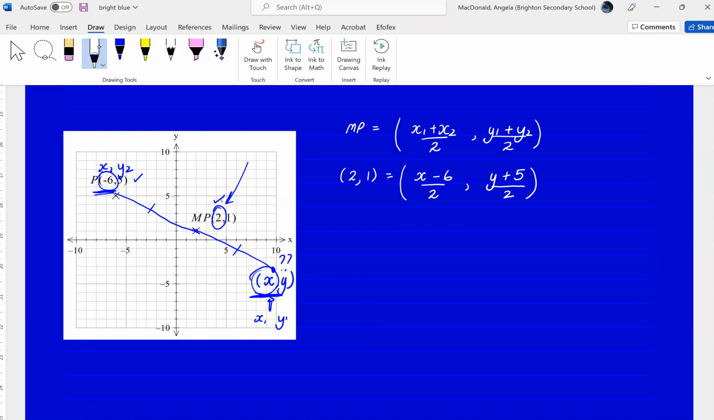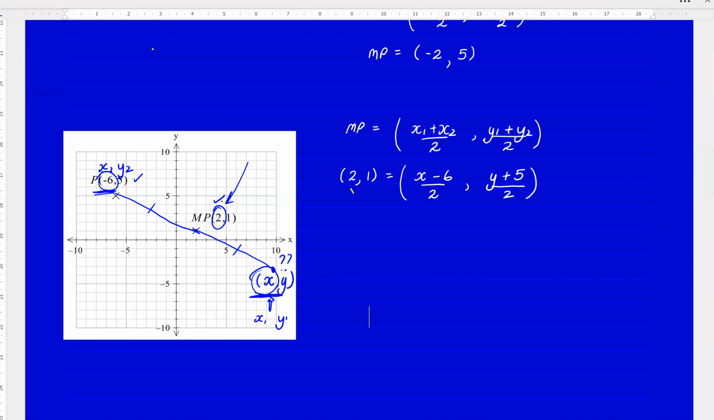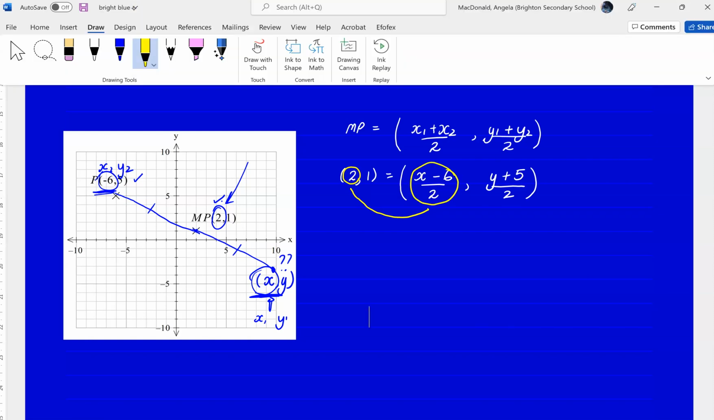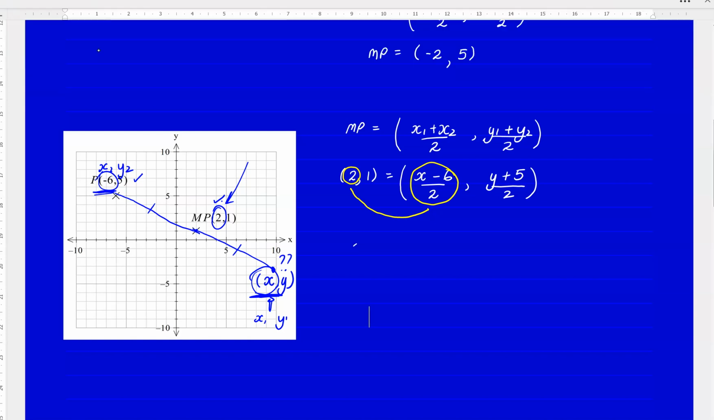So that's what I'm going to put right to the side. This whole term here, 2, has to equal this whole expression here. So we're going to write that down. And that becomes x minus 6 all over 2 equals 2. Okay, now we want to get to x. So I'm reading this, x take 6 divided by 2. The last thing I said was divide 2.